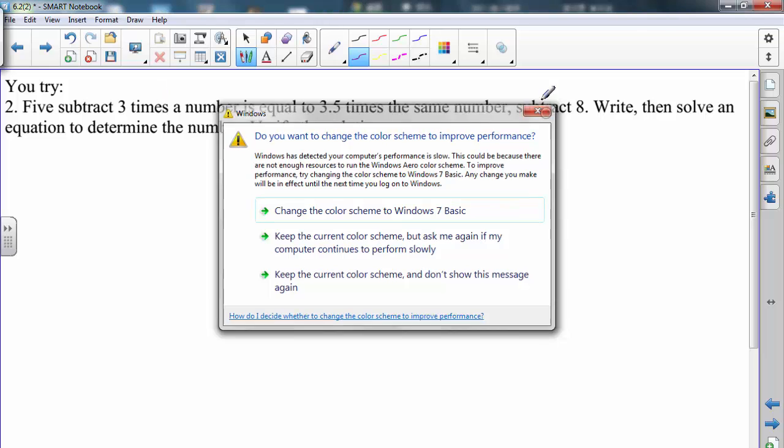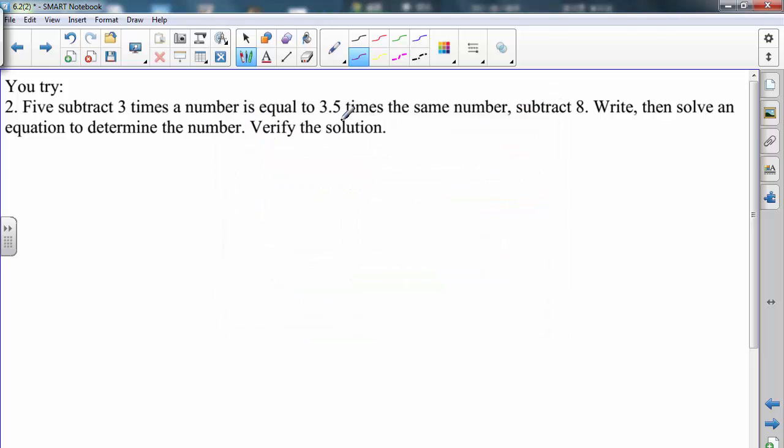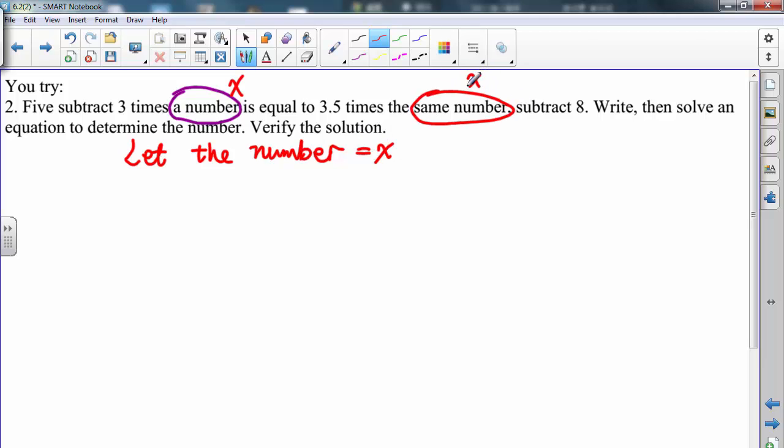5 subtract 3 times a number is equal to 3.5 times the same number subtract 8. Write, then solve an equation to determine the number. Verify the solution. We don't know what the number is. I need to look for this number. So I would like to let this number be x. So we will say, let the number be x.